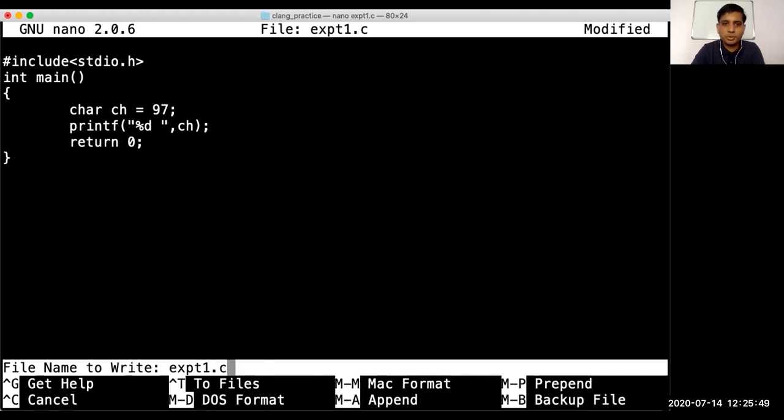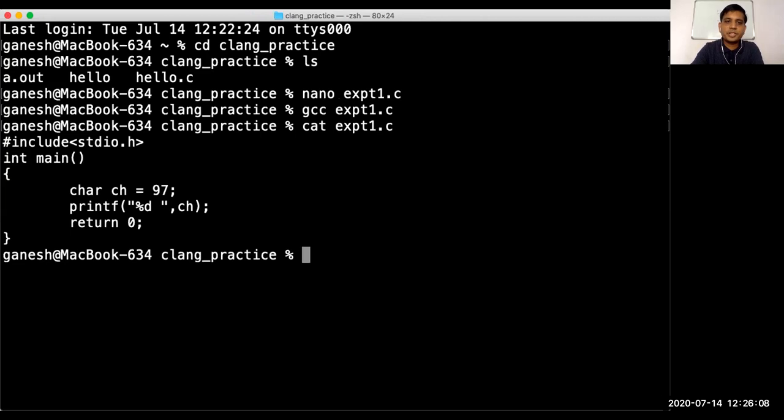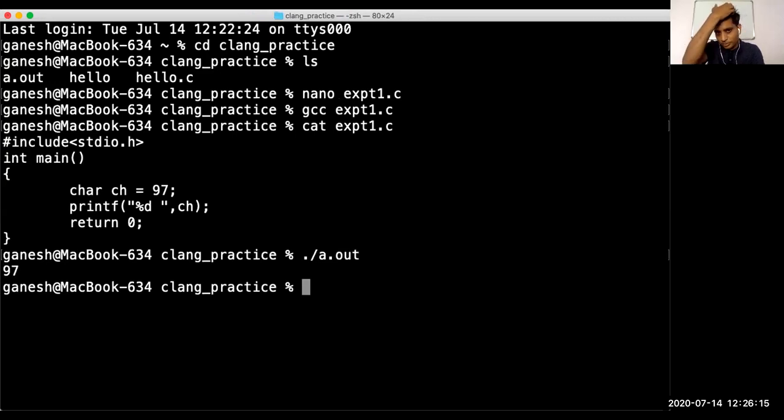Okay, so this is the same program. I'm saving it and compiling it with gcc expt1.c. According to you there is an error, but there is no error. You can see I'm compiling and there is no error. Now if I try to run it, see the program, this is the program, and I'm running the a.out file. The output is 97.